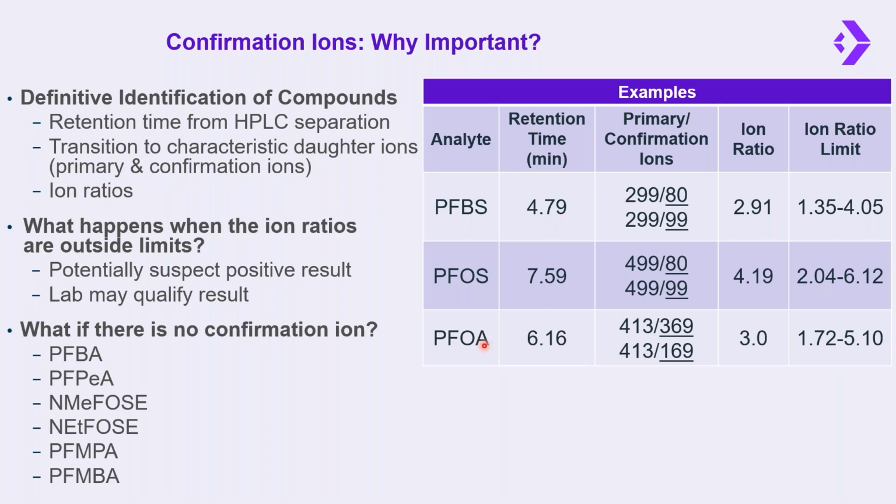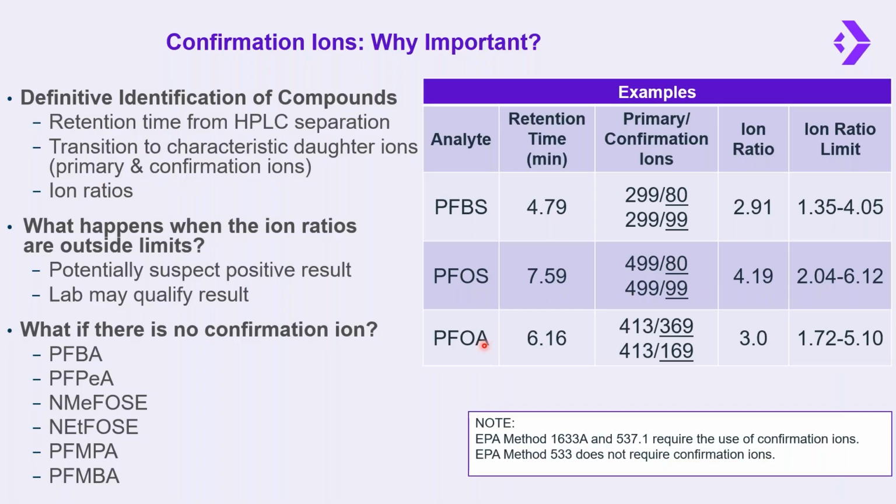Now, there are 6 PFAS in EPA method 1633 that do not have confirmation ions. So I always like to call attention to these, as they could be potential false positives, and we should really be careful about making decisions on the basis of these PFAS until we have confirmed their presence. Now, interestingly, the examples I'm showing you today are not one of these 6 PFAS listed here.